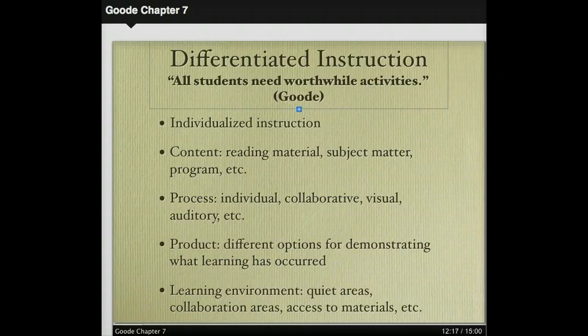You can also differentiate the way that they show you what they've learned. It can be a test, but it could be some kind of a project. Again, it could utilize their strengths in art or creative writing or in presentation. You can also differentiate your learning environment so that you provide students with areas where they can work quietly if they need to be able to concentrate, they can collaborate, they have access to materials, etc.